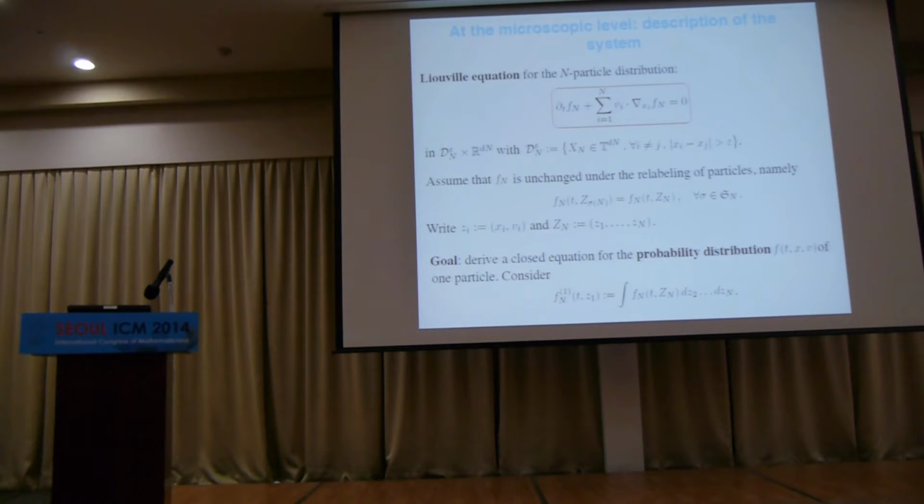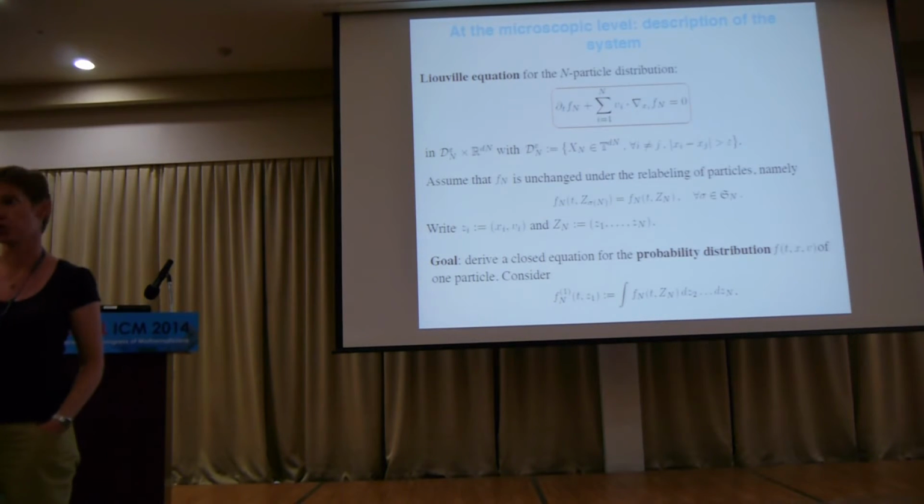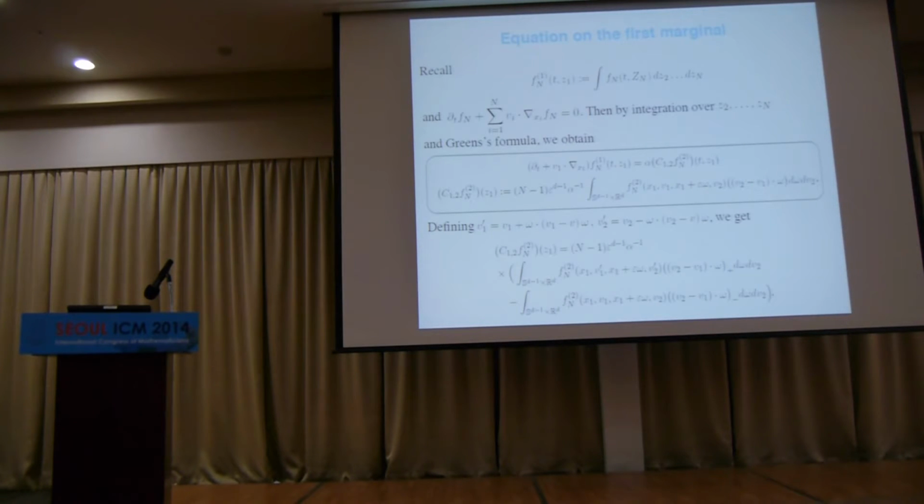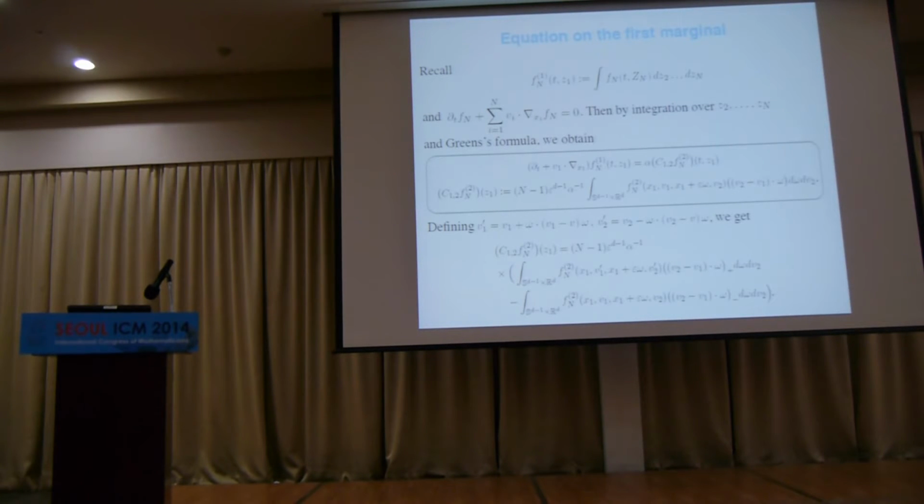The question is, what happens when n goes to infinity? Does this converge to f, which would solve the Boltzmann equation? Formally, it's actually very easy. Remember, you have this transport equation on Fn. You know what Fn1 is. You just take the transport equation and integrate it against Z2 till Zn. So you get a transport equation on Fn1, except that if you integrate out this transport term, you have Green's formula that tells you what to do.